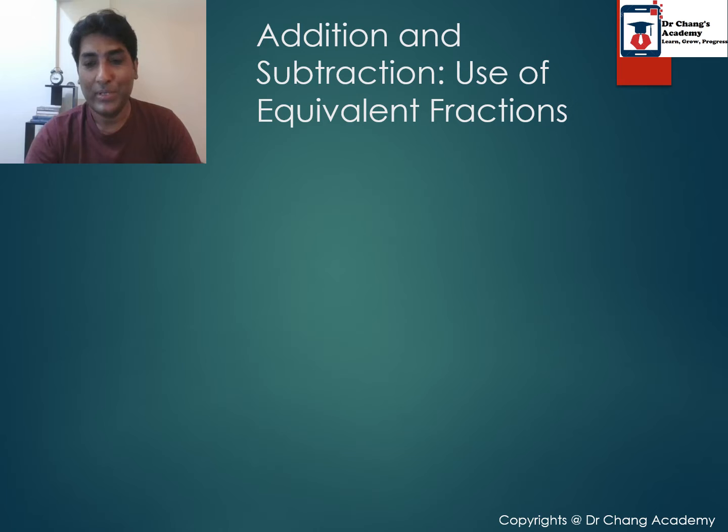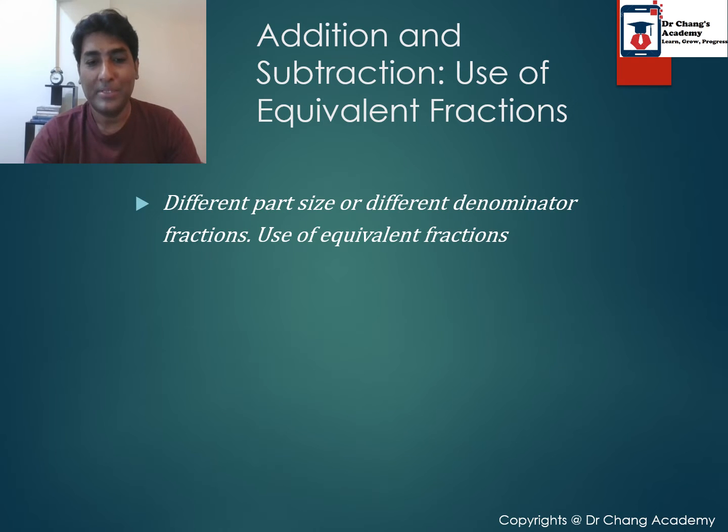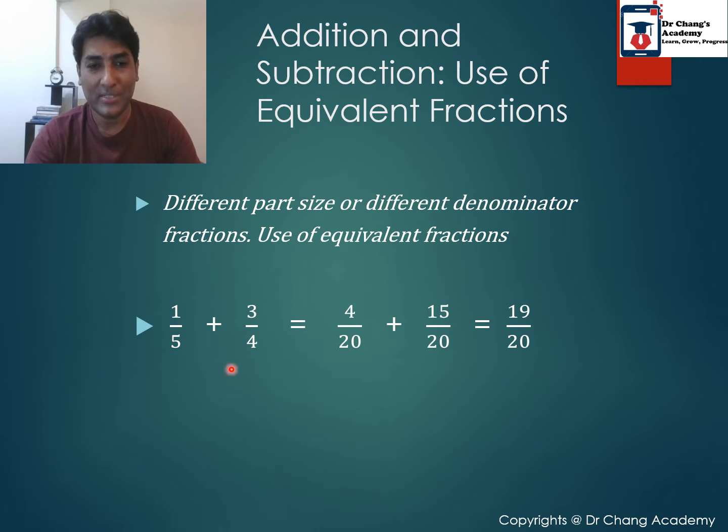Okay, so what happens when we don't have same size, same part size fractions? We use equivalent fractions when we have different denominator fractions. So let's look at this example. 1/5 plus 3/4. So these are fifths, these are fourths. So how can we add them? No, because these are fourths, these are fifths, we cannot just add them. These are different part sizes.